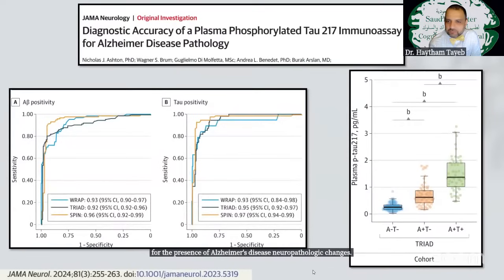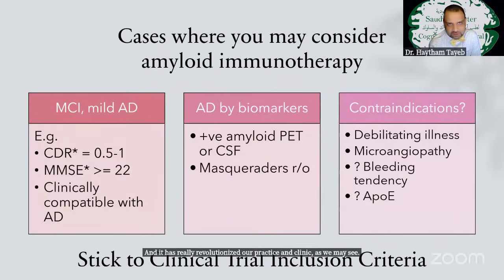And it has really revolutionized our practice in clinic, as we may see. And who are the patients in whom you may consider amyloid immunotherapy? This is the gist of the clinical criteria that was used in the phase 3 clinical trials of lecanemab and donanemab.